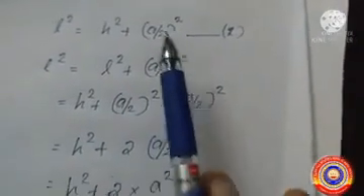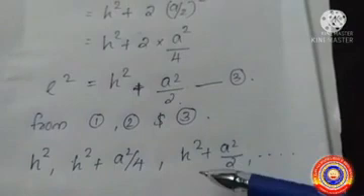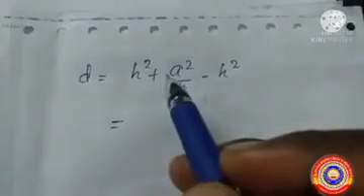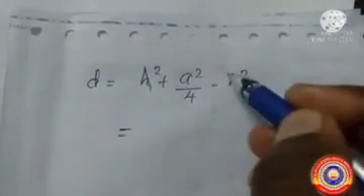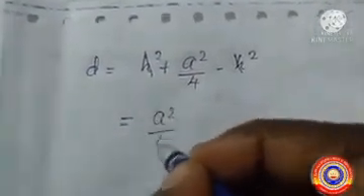From 1, 2 and 3, we can form a sequence of H square, comma L square, comma E square as H square, comma H square plus A square by 4, comma H square plus A square by 2. Next, we have to check whether it is an arithmetic sequence or not. For that, we have to find its common difference. D equal to second term minus first term. That means H square plus A square by 4 minus H square, which is equal to A square by 4.